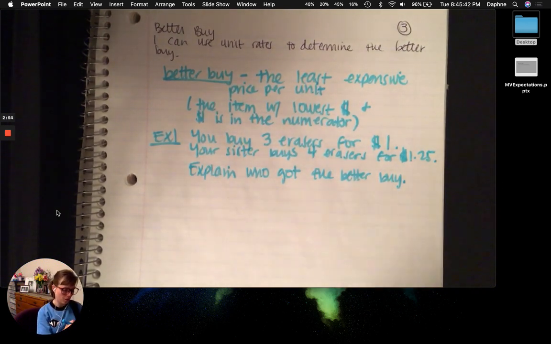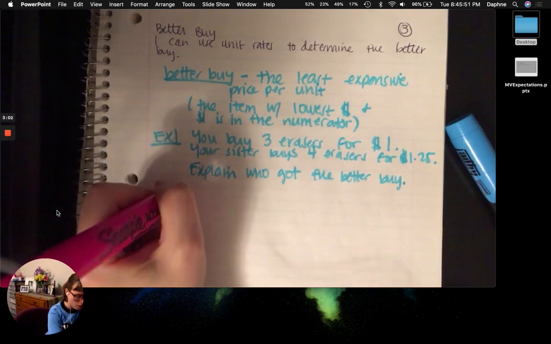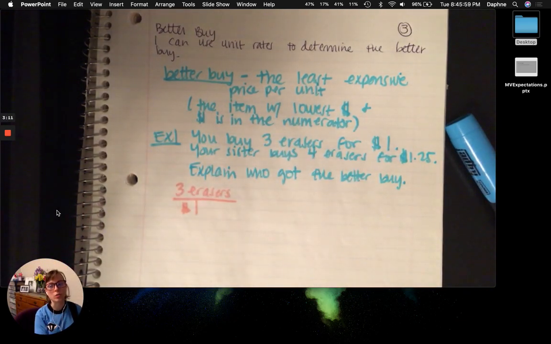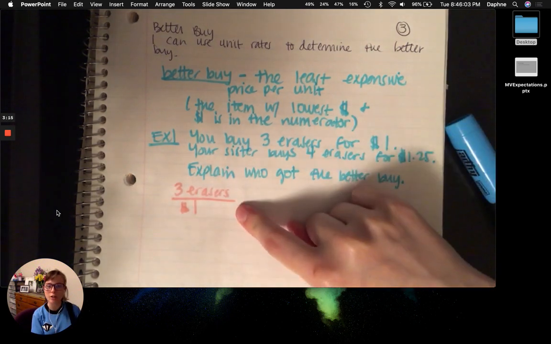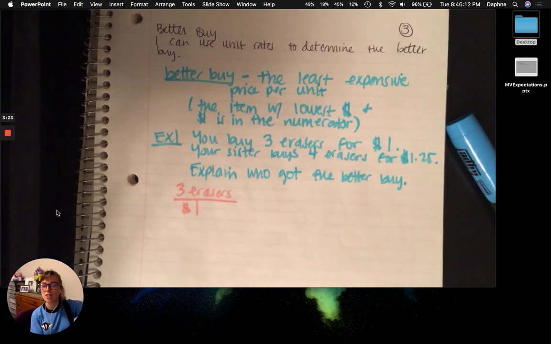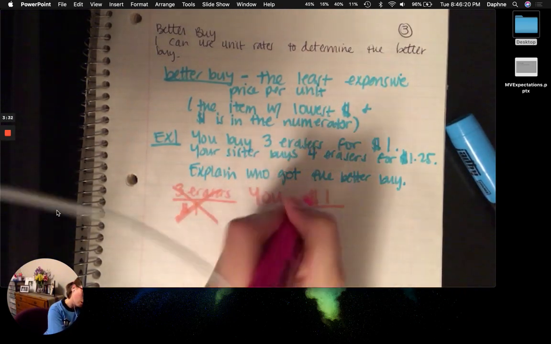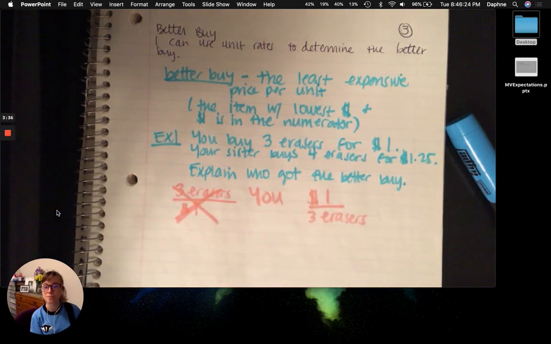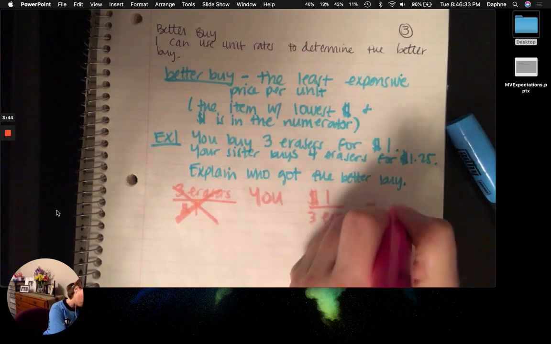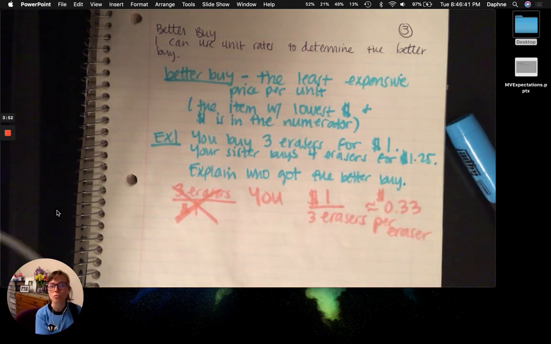So for you, I'm gonna change colors just to make sure this sticks. Okay, so you bought 3 erasers for $1. Now, something's funky with this ratio. Go back to your better buy definition, figure out how should I rewrite this, because this is not correct. Okay, so going back to this, notice money is in the numerator. Numerator is the top number. So this should be rewritten. So you bought $1 for 3 erasers. Okay? Now if we did the division, $1 divided by 3, we would find out this is about 33 cents per eraser. So we bought them at 33 cents per eraser.